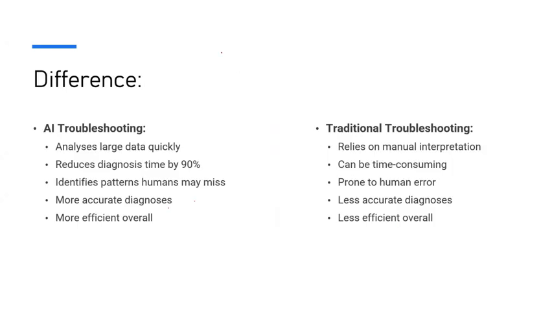So what is the difference between traditional and AI troubleshooting? AI analyzes large data very quickly, reduces diagnostics time by 90%, and identifies patterns humans may miss. Patterns means, like, there may be a valve failure after some time in the engine. How may a human miss it? Because humans will perform visual diagnosis, or since they have to analyze a lot of data, they may miss it. But these patterns can be found very easily by AI.